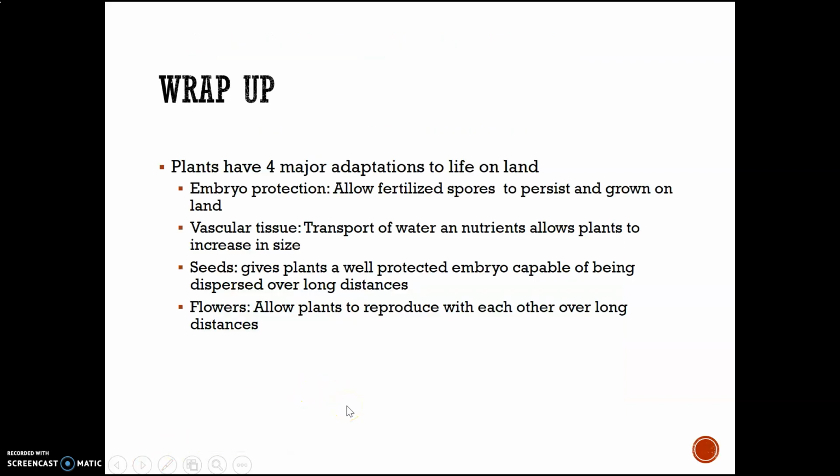So to wrap up, the plants have four major adaptations to life on land. You've got embryo protection. All right, so you've got these spores that are able to persist and grow on land. You've got vascular tissue that's able to transport water and nutrients, allow the plants to get larger. You've got seeds that give the plants a well-protected embryo capable of being dispersed over long distances. And then you've got flowers that allow plants to reproduce with each other over long distances. And we'll also see that allows them to produce fruit and seeds in different ways that allow those to be dispersed as well.